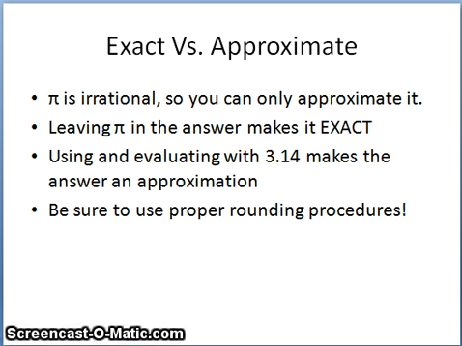First, I wanted to mention something about exact versus approximate. Pi is an irrational number. Hopefully you guys remember that. So technically speaking, you can only approximate it. If you leave pi, the actual symbol, in the answer, then it makes the answer exact because then you're saying the entire irrational number pi. Once you replace it with 3.14, you have turned it into an approximation. Now, for real life things, the approximation is more useful than the pure, exact mathematical answer.